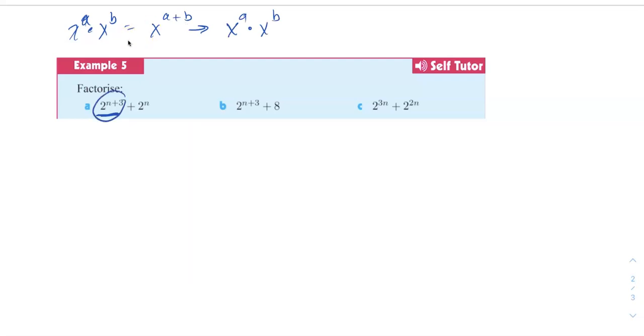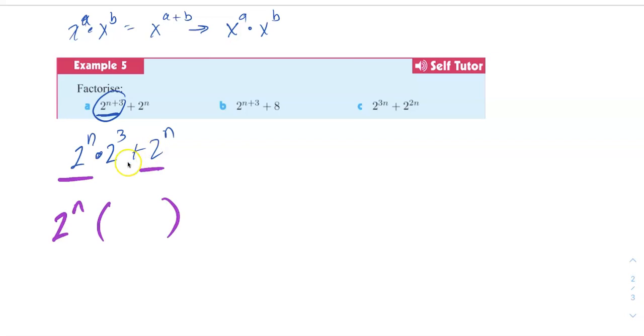I'm going to separate that into 2 to the n times 2 to the third plus 2 to the n. Right, so this part became this part, and then the plus to the n on the side. So if you separate that out, because the plus sign just means multiplying an exponent, you get this. And now I could factor. These both have a 2 to the n. So you pull it out.